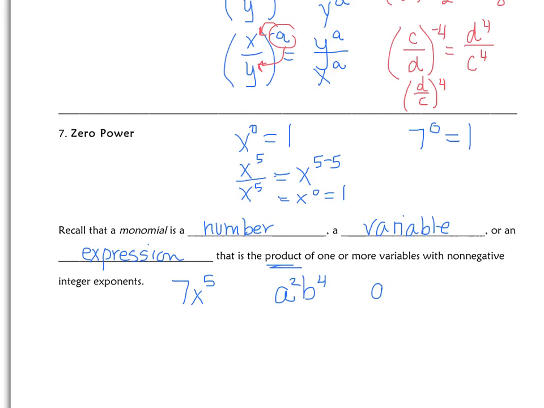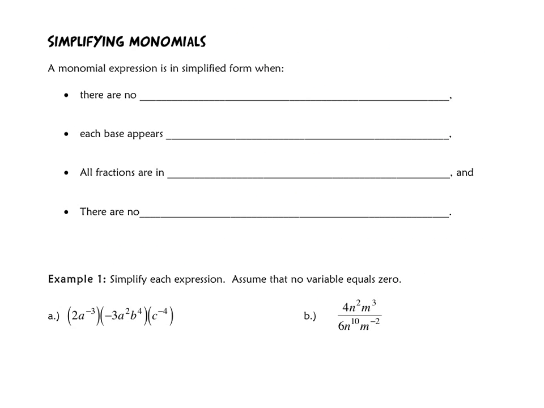As soon as I throw in a plus sign or a minus sign, that is no longer a monomial because it's no longer a product. There's an addition sign there. So the goal of this lesson is to simplify monomials, and there are 4 ways that you could tell that monomials are simplified, and that is when there are no powers of powers, so basically that's no parentheses usually. Each base appears exactly once.